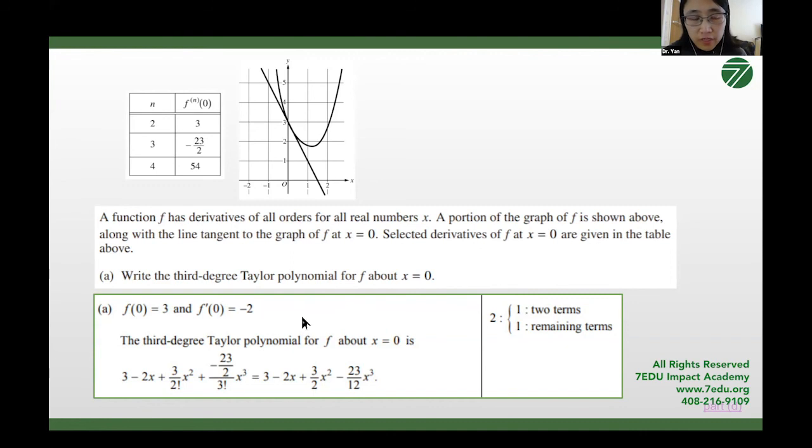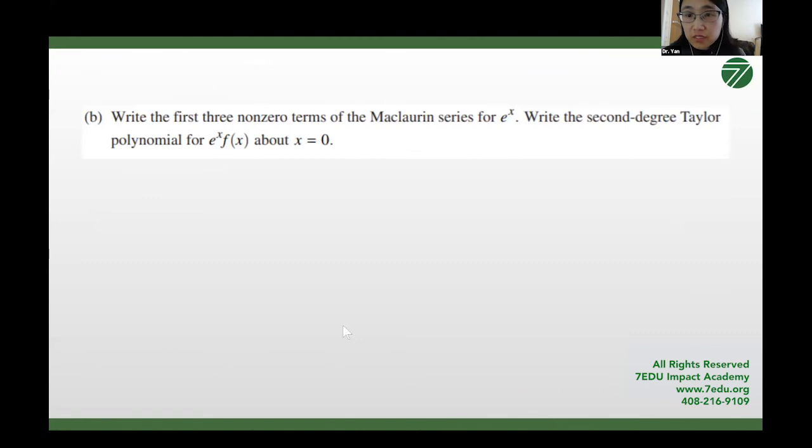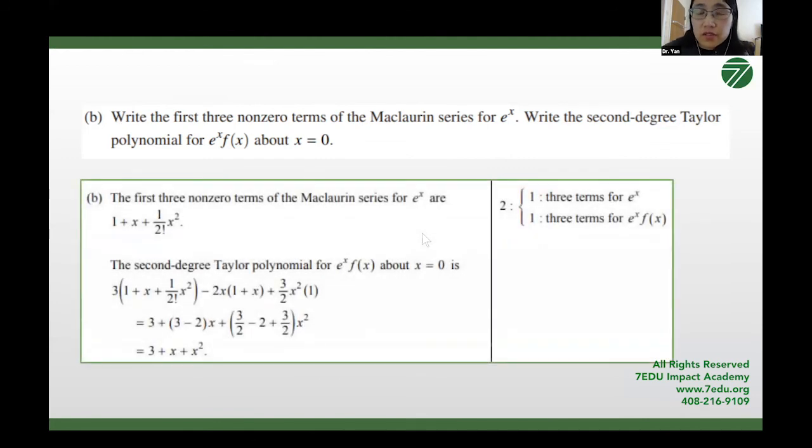So you have to be quite familiar with Taylor polynomials to answer this problem. If you know this, the problem is quite easy. Similarly, you have to be quite familiar with the Maclaurin series. You have to be familiar with the 5 most important Maclaurin series: 1 over 1 minus x, e to the x, sine x, cosine x, and the natural log of 1 plus x.